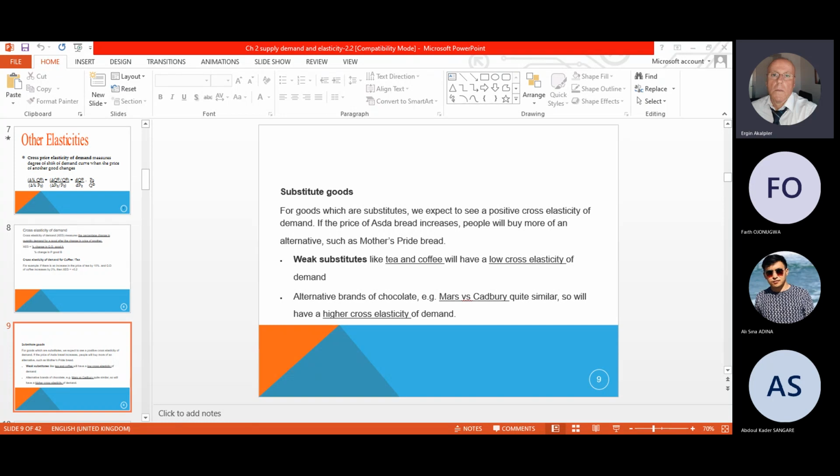If it is tea and coffee or some other kind of product which cannot be substituted easily, then the cross price elasticity is low. Complement goods, such as a CD and a CD player, are goods which are used together. Therefore, the cross price elasticity of demand is negative. If the price of one goes up, you will buy less of both goods.